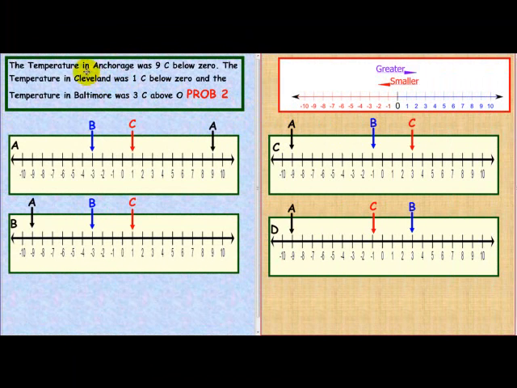This problem is dealing with temperatures. In the first one here, we have Anchorage was 9 degrees centigrade below 0. The temperature in Cleveland was 1 degree centigrade below 0. And the temperature in Baltimore was 3 degrees centigrade above 0. Which one of these number lines best represents this problem? A, B, C, or D? If you would, please pause the video now while the student circles the correct answer.